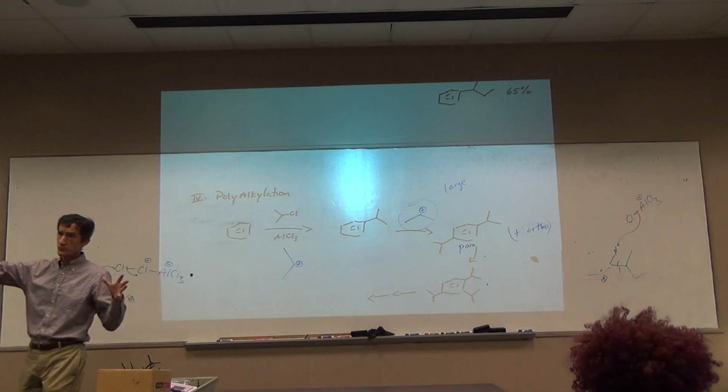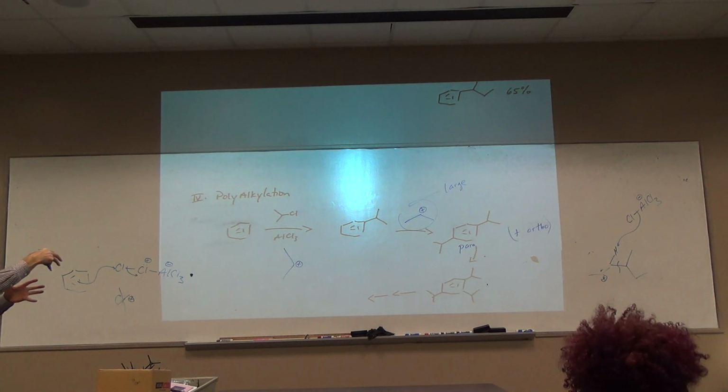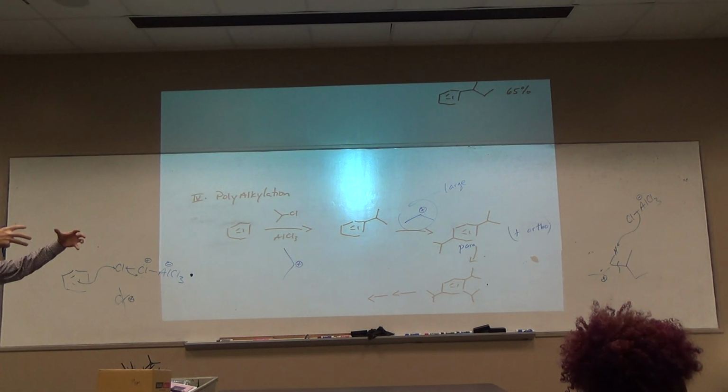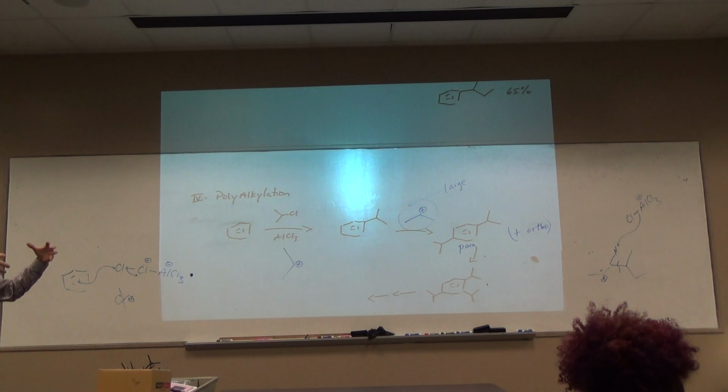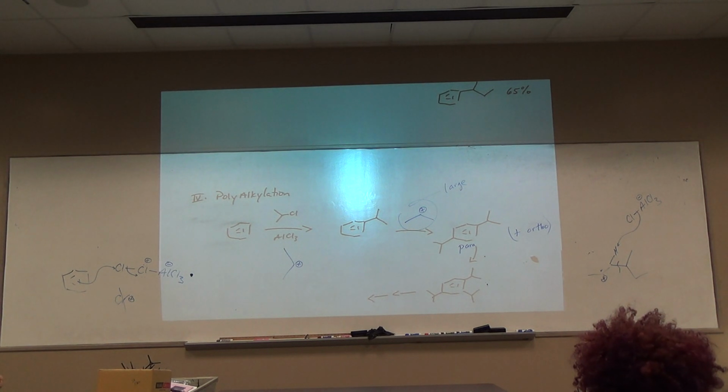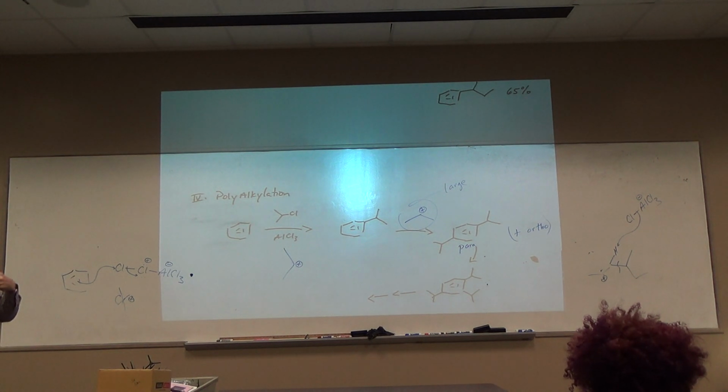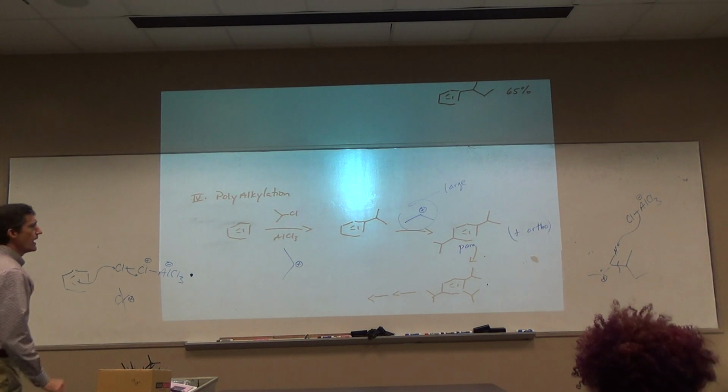And it may have even more trouble getting next to the ortho position because you got two alkyl groups there. Okay? And the bigger your carbocation gets, the more it just favors para. Friedel-Crafts often favors para a good bit.